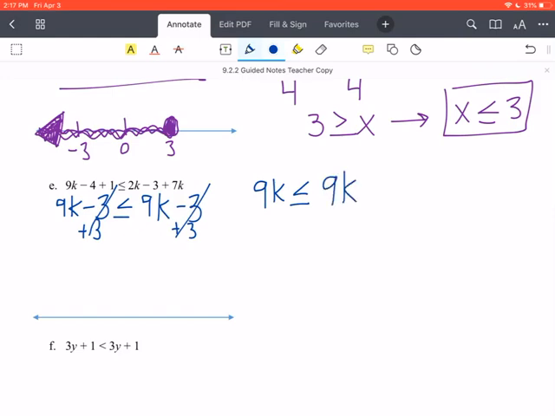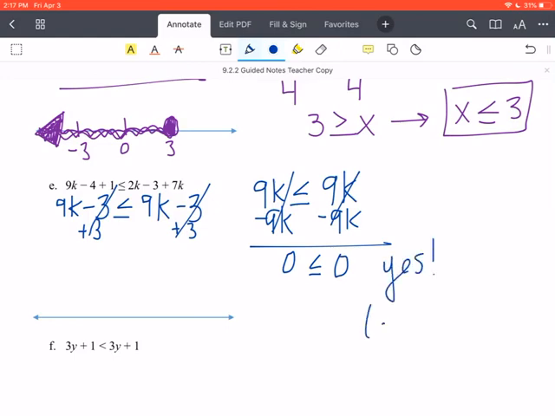And you might say, let's move all of the k's to one side. So let's subtract 9k from both sides. 9k minus 9k is 0 completely, and I haven't divided by a negative. So let me ask you, is 0 less than or equal to 0? The answer is yes, because that "or equal to" saves us.